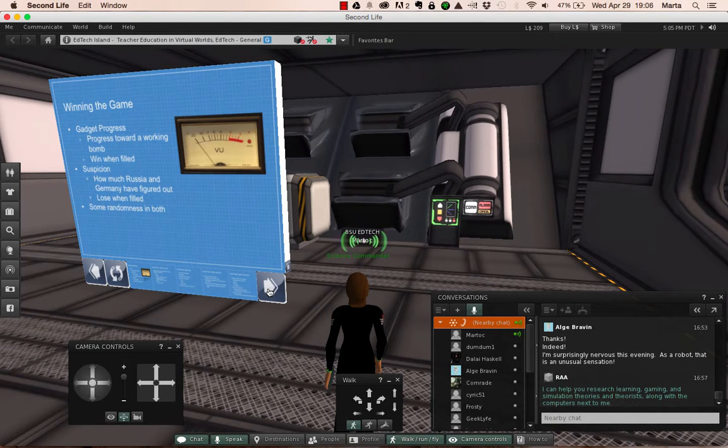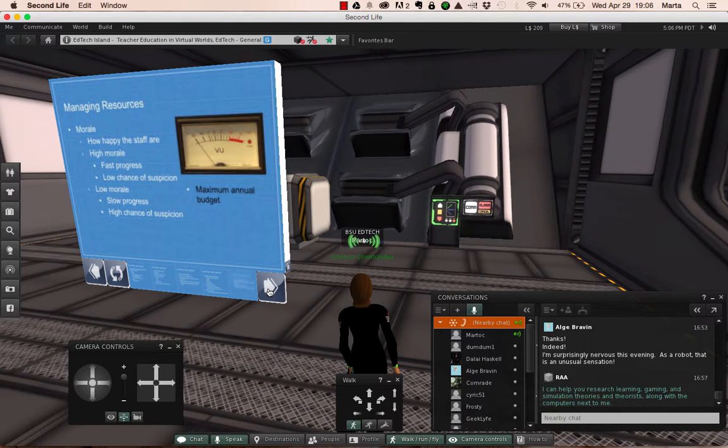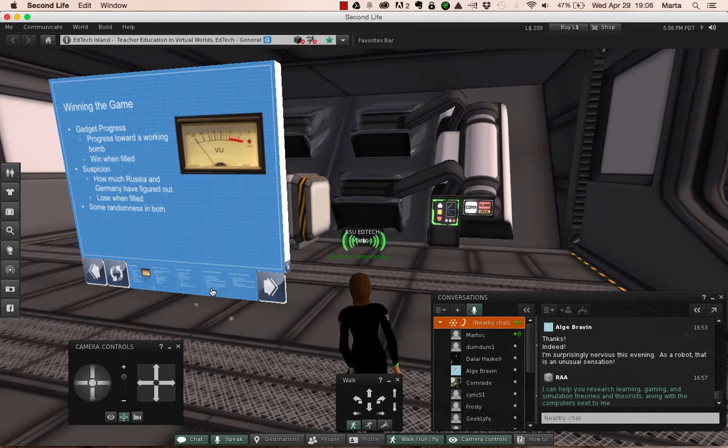In terms of how you win the game, there would be a couple of progress bars in the game. One of those would be for the actual progress on the gadget. Like I said, the gadget was the code name for that first atomic bomb while they were building it. As that bar fills up, it's showing how close they are to having a working bomb. And they win the game when that bar is filled.